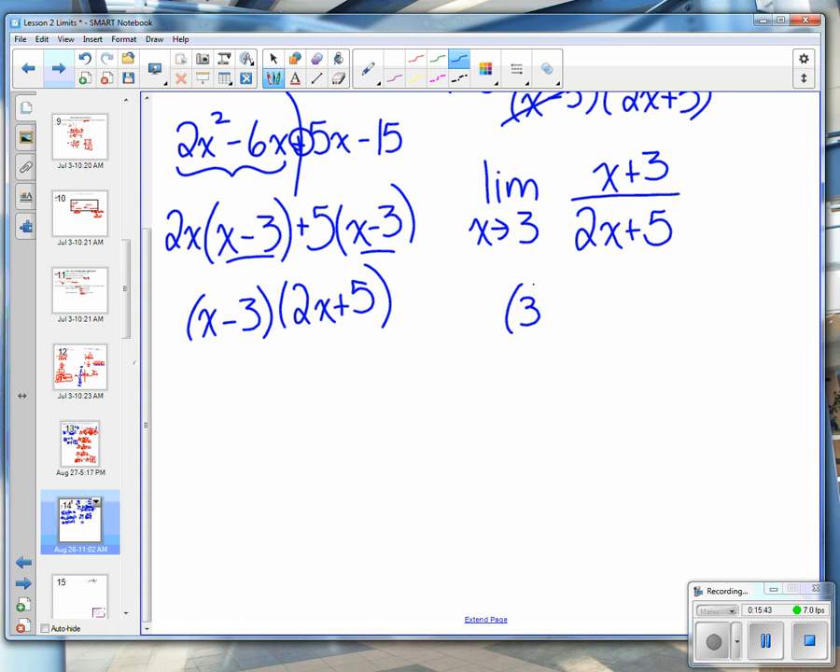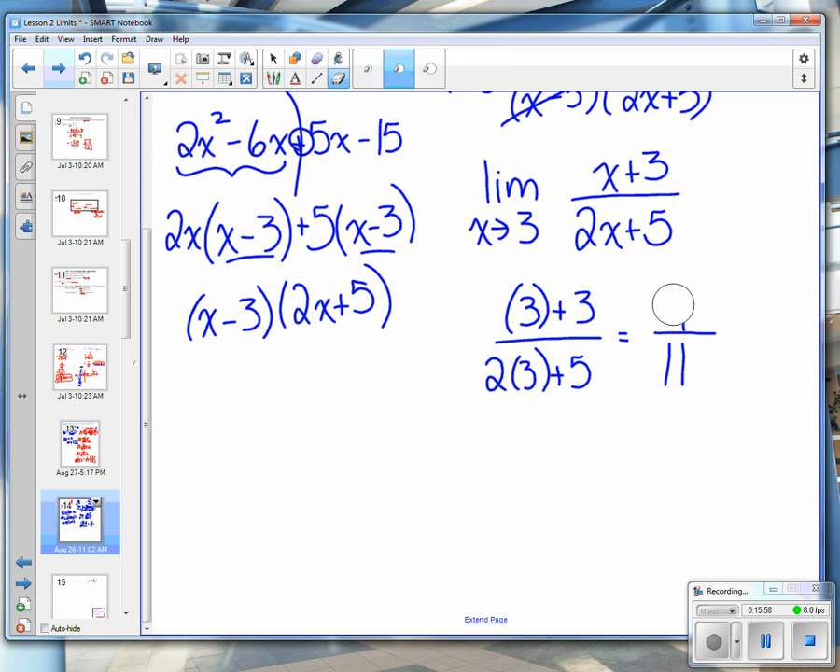So I've now got 3 plus 3 over 2 times 3 plus 5. 9 over 6 plus 5 is going to be 11. So we know that, 3 plus 3 is 9. Who's doing this math? 3 plus 3 is 6, and then 2 times 3 is 6, plus 5 is 11. So we've got our 6 over 11, and that's going to be our final answer there.